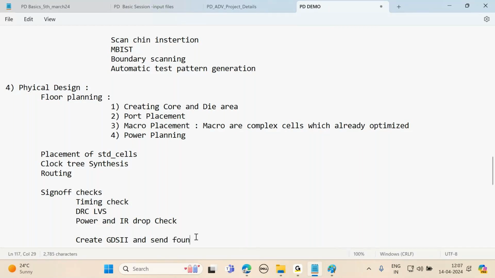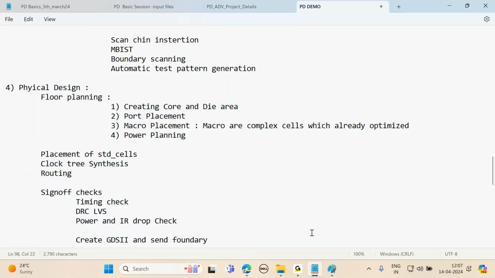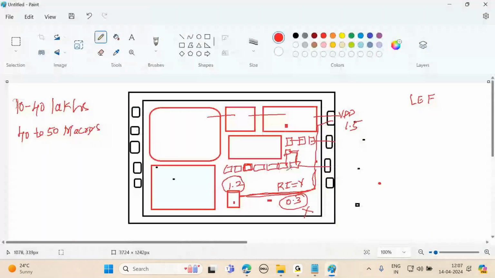Whatever steps I have discussed here, it is not that easy. You have a lot of things to learn. So this part we are doing is called physical design, meaning converting your gate level netlist to what? Layout form. So here what are you placing? You are placing standard cells layout and macros layout and connecting them by using what? Metal layers. So for this design, you create what? GDS file and send it to what? Foundry. This is the role of physical design engineers.